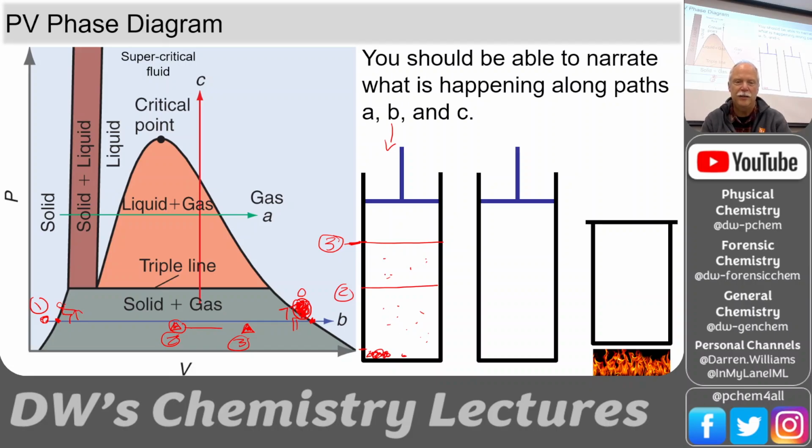And then when we get to 4, when this fulcrum gets all the way to the right and it's in this blue space, it's all the way up and we have only gas. So this is 4.